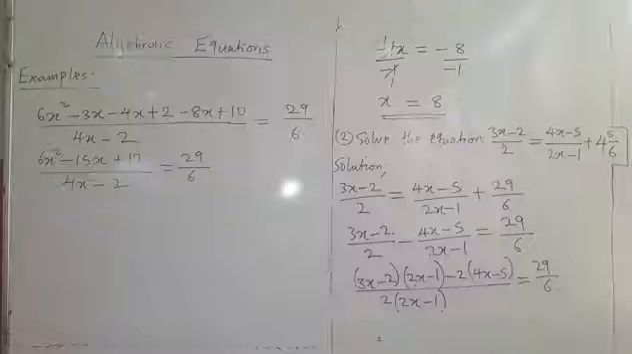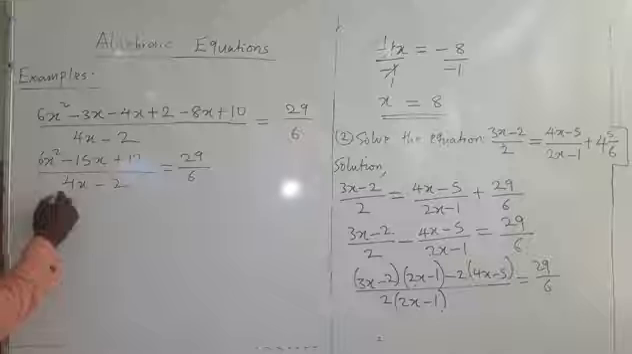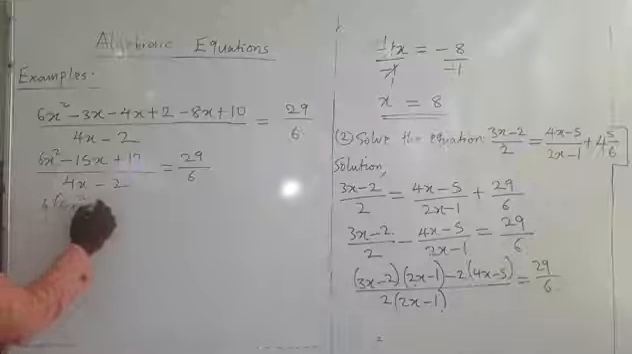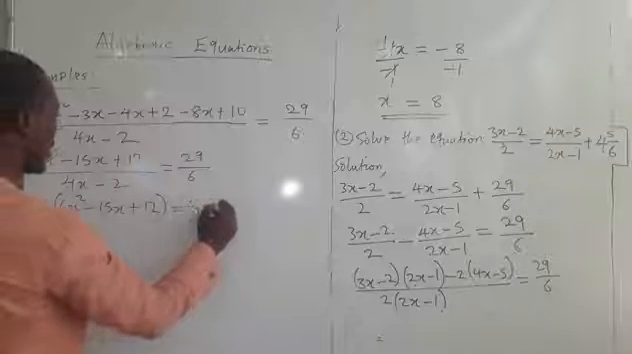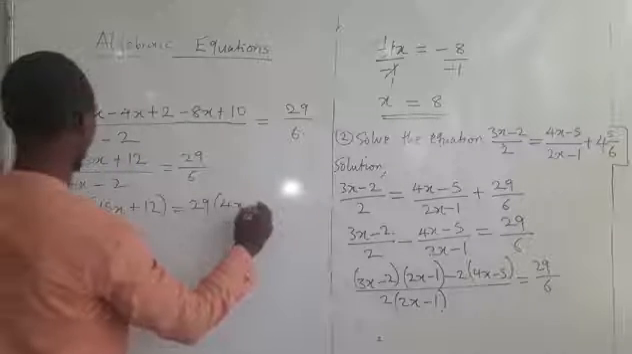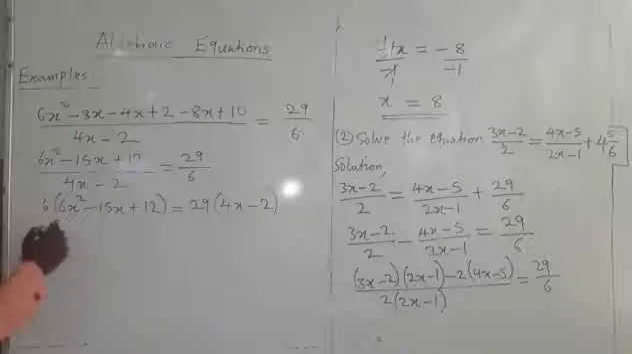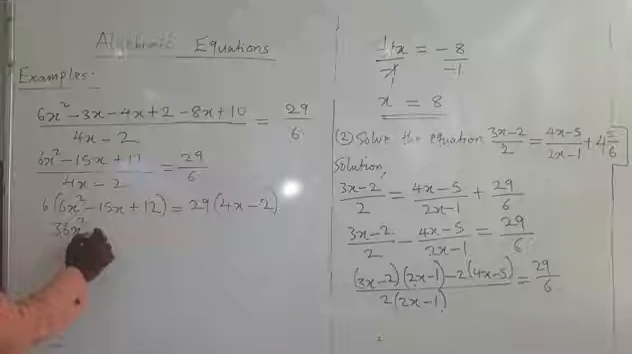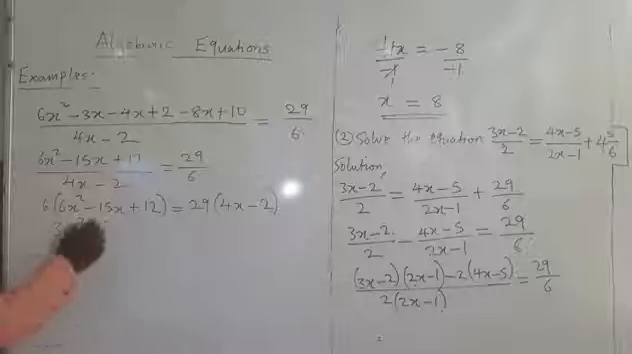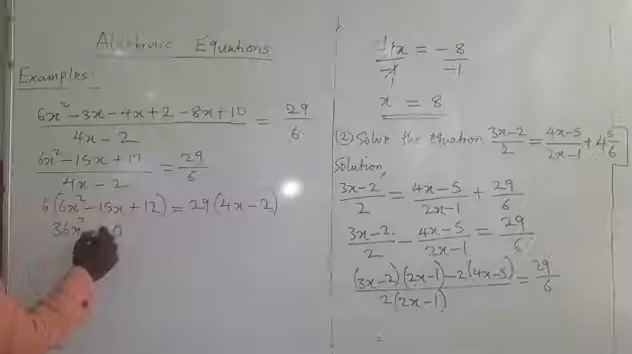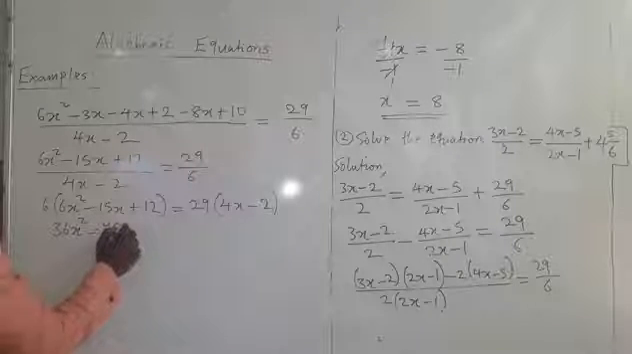So the next thing to do is to collect the like terms. So to collect the like terms, we are going to have 6 into 6s squared minus 15x plus 12 equals 29 into 4x minus 2. So we now have 6 times 6s squared, that's 36s squared, minus 6 multiplied by 15, that is 90. Then we have minus 90x.